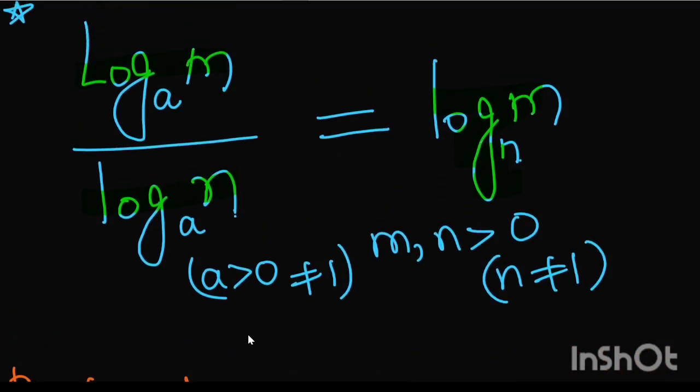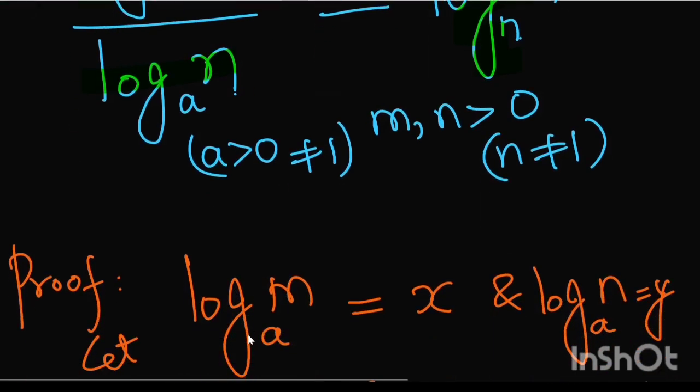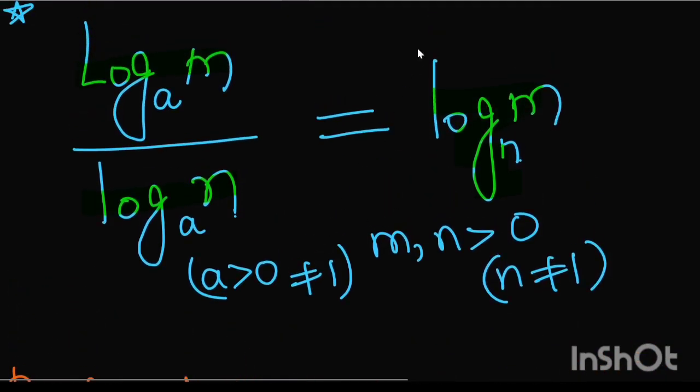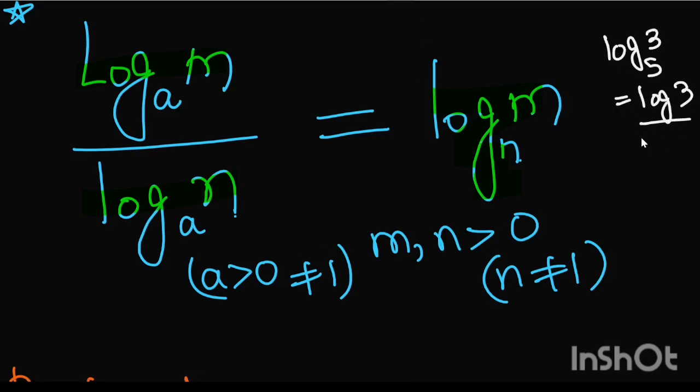So what I mean to say is, log 3 base 5, I can write as log 3 upon log 5. So the base I can choose to be anything. I can choose base 4, so here also 4. Or if I want to choose base 7 here, then base 7 will come here. But the base should be the same.